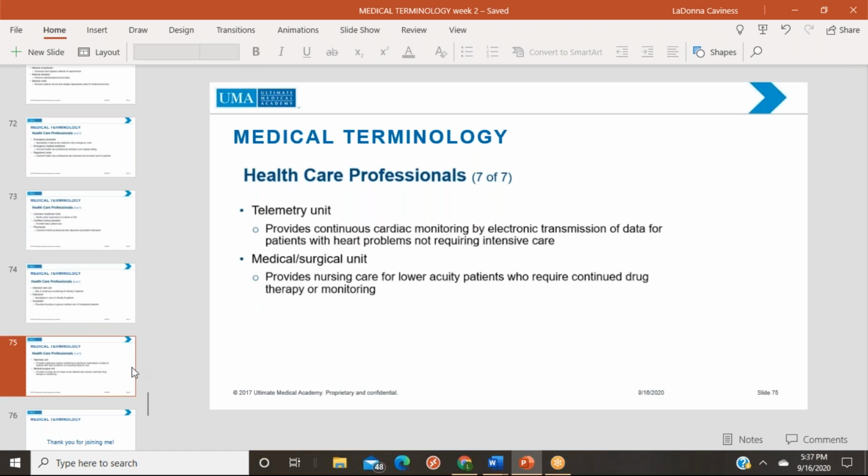Telemetry unit provides continuous cardiac monitoring, electronic transmission of data for patients with heart problems not requiring intensive care. Medical and surgical unit provides nursing care for lower acuity patients who require continued drug therapy or monitoring.